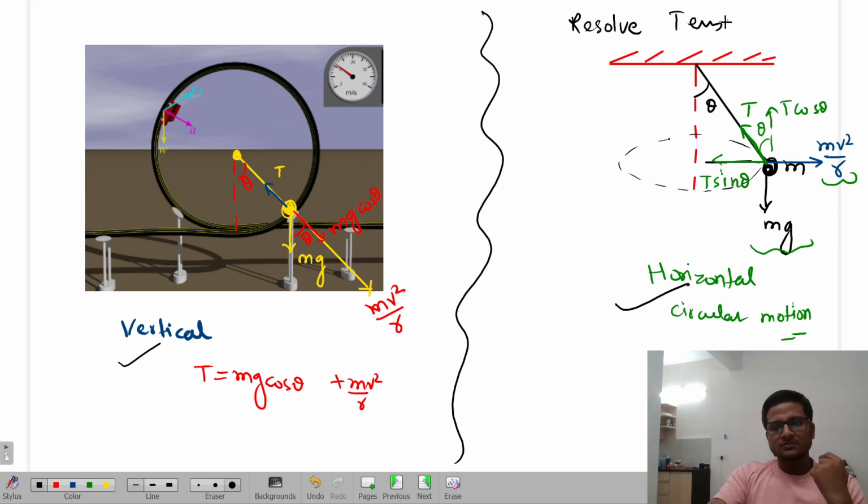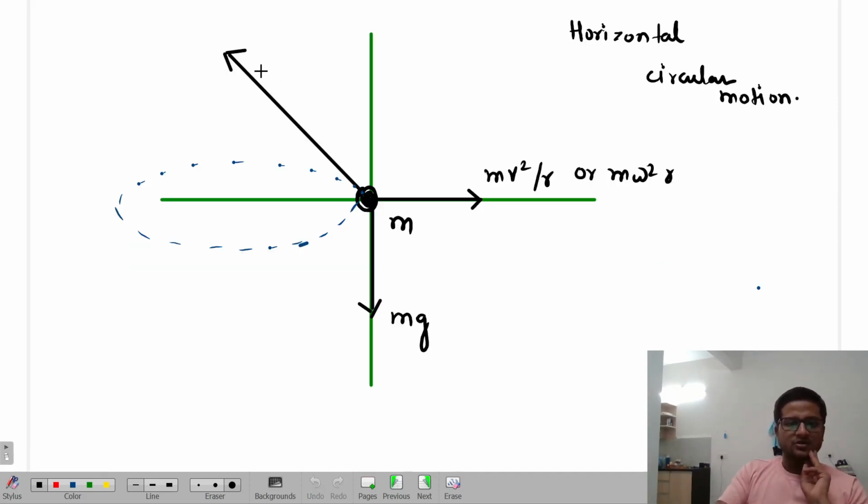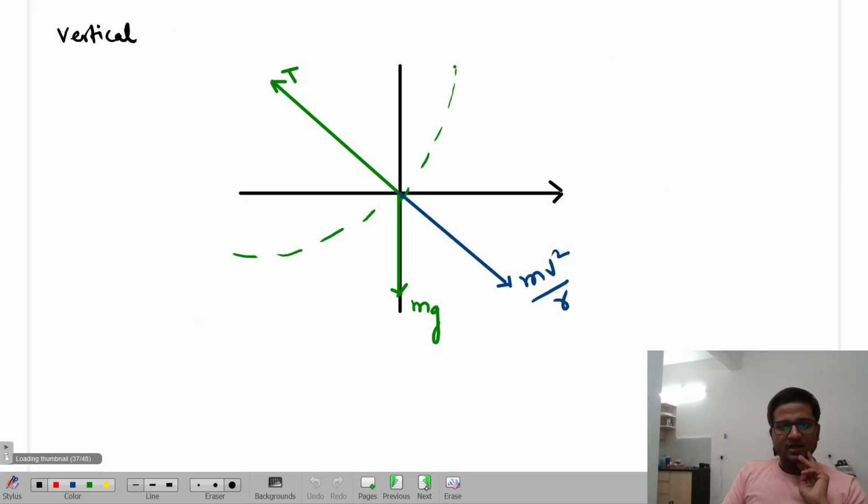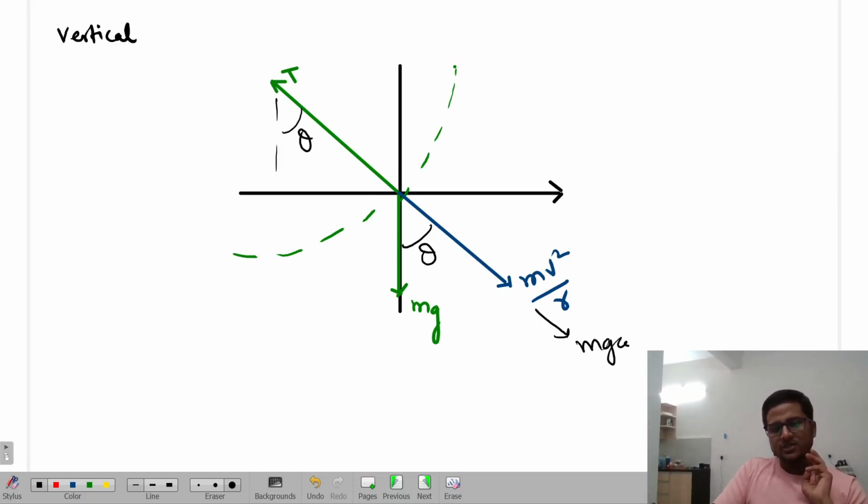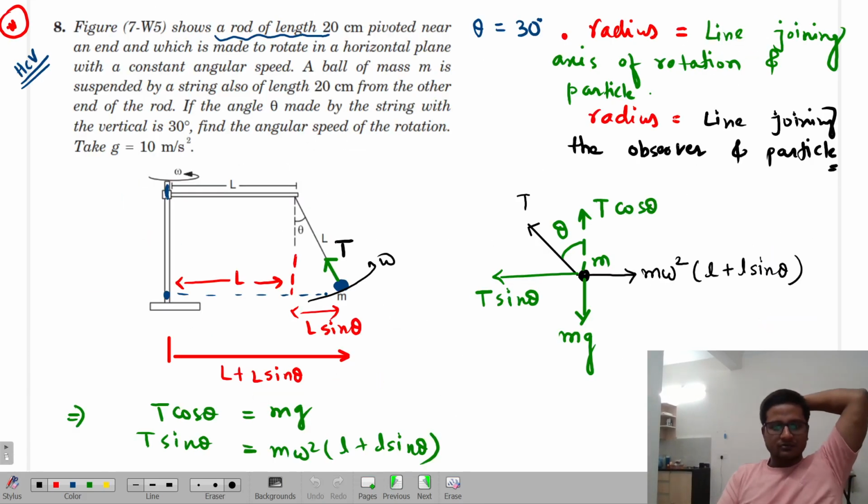Understood? Now got the point? This is the biggest confusion. So basically, if I have this horizontal, this is my tension T. This will be angle theta. This will be T cos theta, and this will be T sin theta. And if it is vertical, this is T, and this angle is also theta. So in this direction, I'll have to take mg cos theta. Understood?